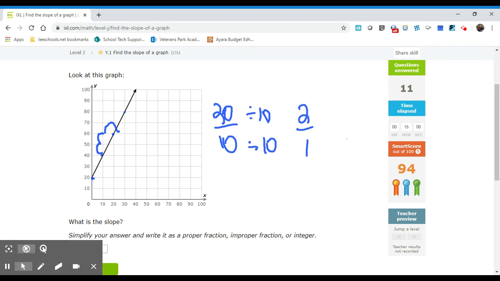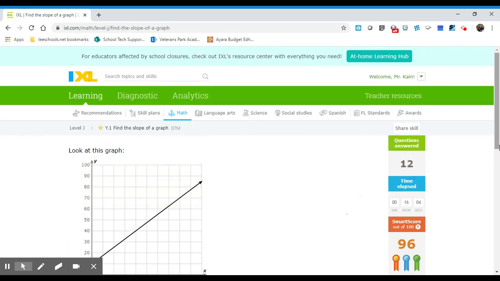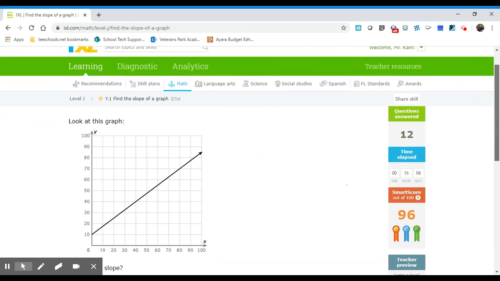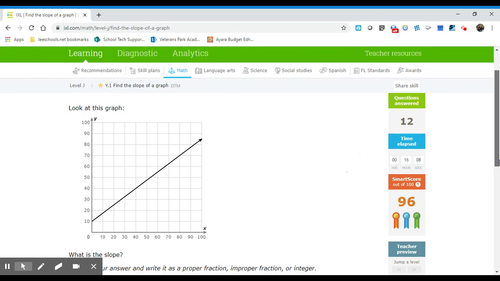I'm wondering if you put 2 over 1 in, if it's going to mark you wrong, because that's not technically a simplified fraction. Okay, just a few more.